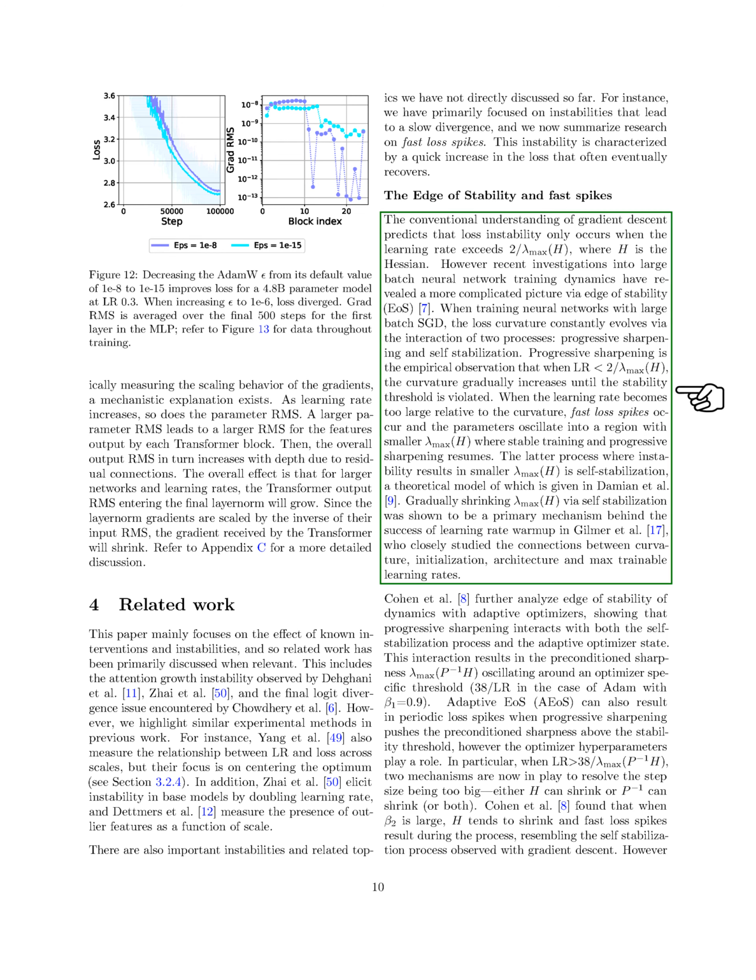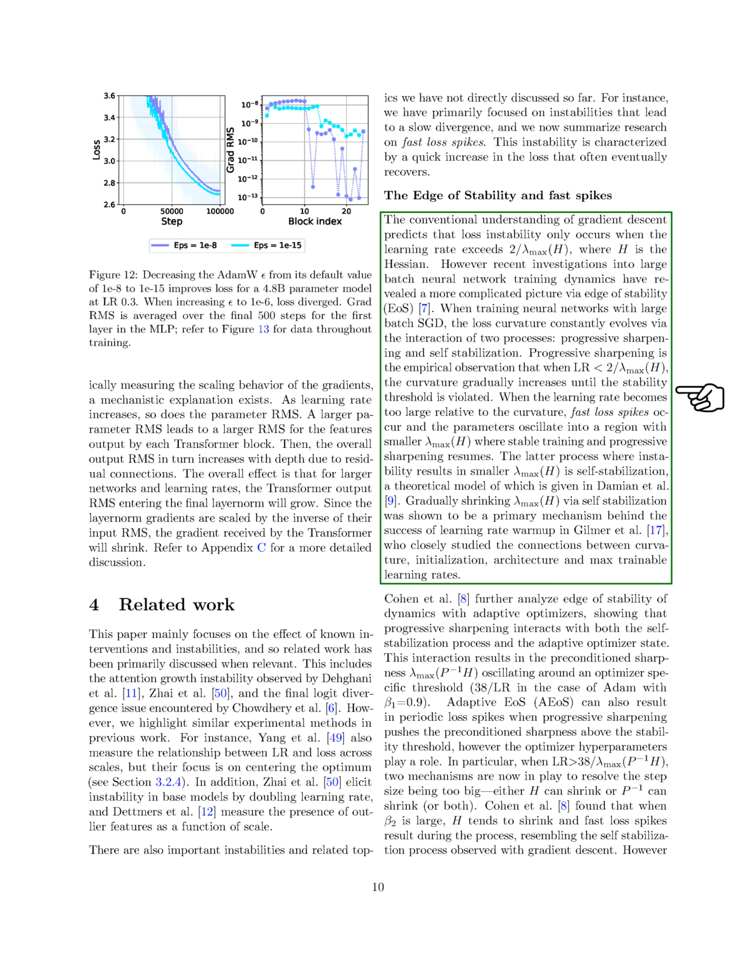The traditional understanding of gradient descent suggests that loss instability only happens when the learning rate exceeds twice the maximum eigenvalue of the Hessian matrix. However, recent studies into large batch neural network training dynamics have revealed a more complex picture. When training neural networks with large batch stochastic gradient descent, SGD, the loss curvature constantly changes due to the interaction of two processes, progressive sharpening and self-stabilization. Progressive sharpening is the empirical observation that when the learning rate is less than twice the maximum eigenvalue of the Hessian, the curvature gradually increases until the stability threshold is violated.